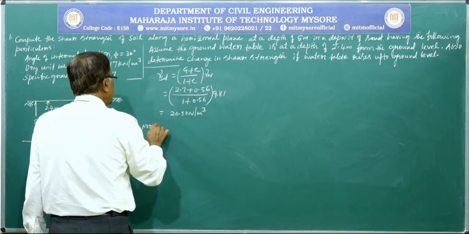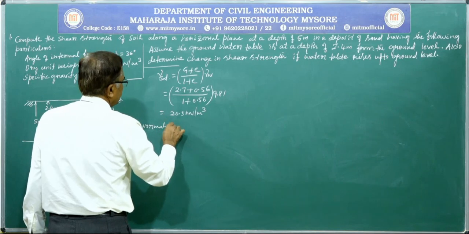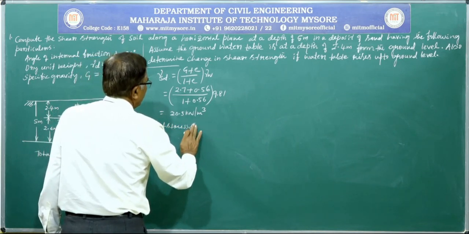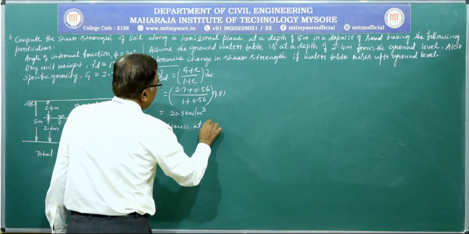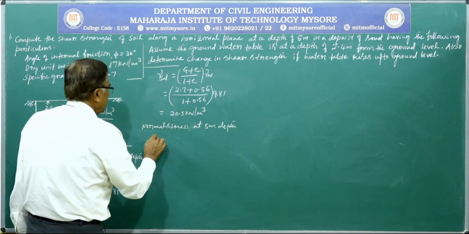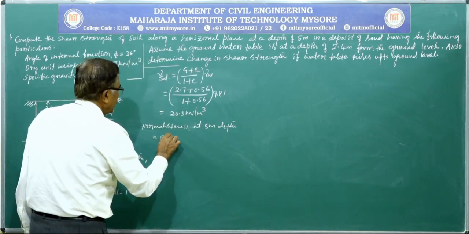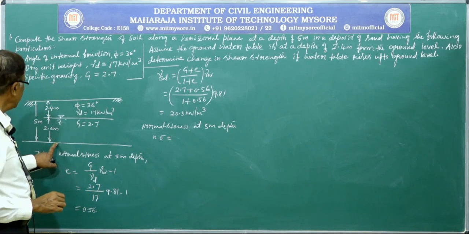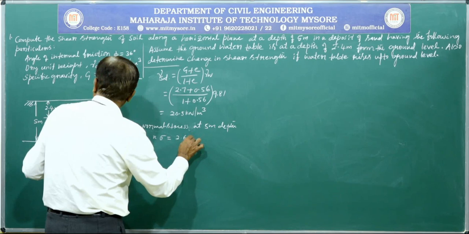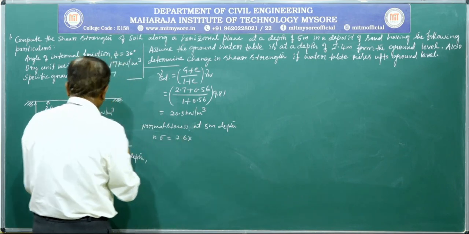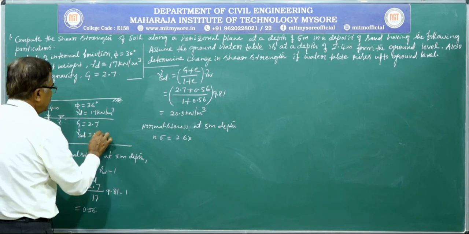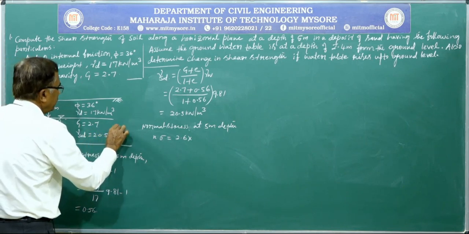Therefore, normal stress at 5 meter depth, that is sigma is equal to, normal stress at this level is equal to 2.6 into saturated unit weight, I can write here gamma saturated. Gamma saturated is equal to 20.5 kilonewton per meter cube.